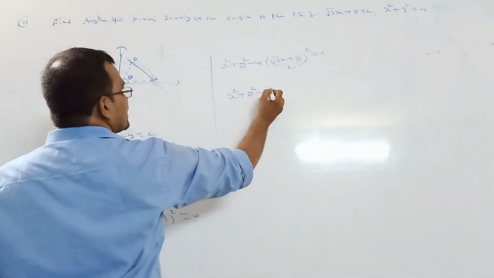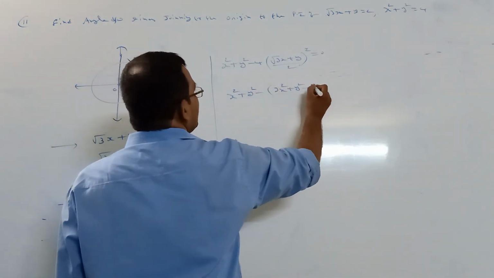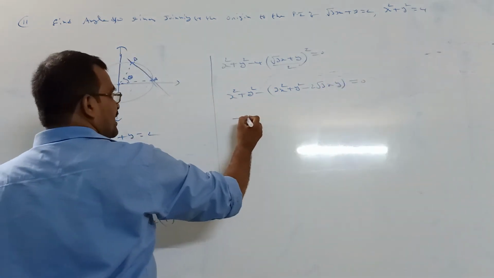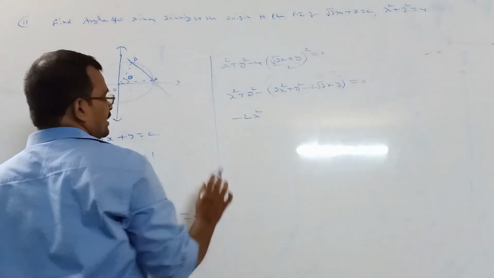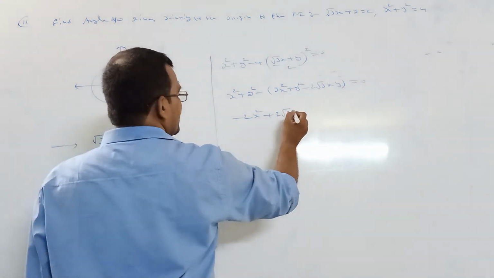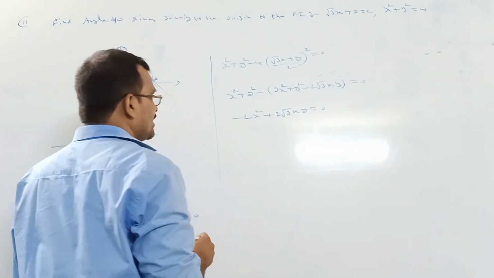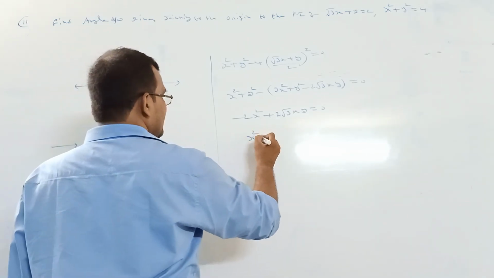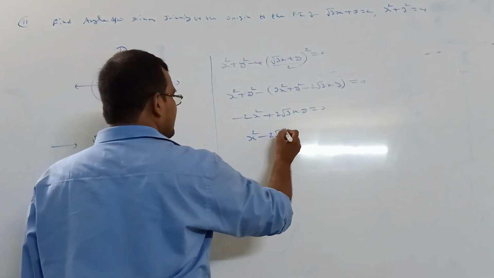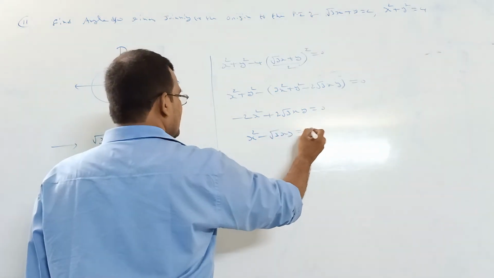x square plus y square minus the expansion: 3x square plus y square plus 2ab, which means 2 root 3 xy, equal to 0. x square minus 3x square gives minus 2x square. Next y square cancels. Minus into minus gives plus 2 root 3 xy equal to 0. That means x square, taking minus 2 common, x square minus root 3 xy equal to 0.